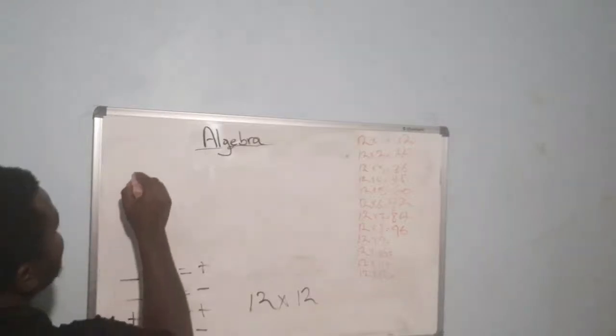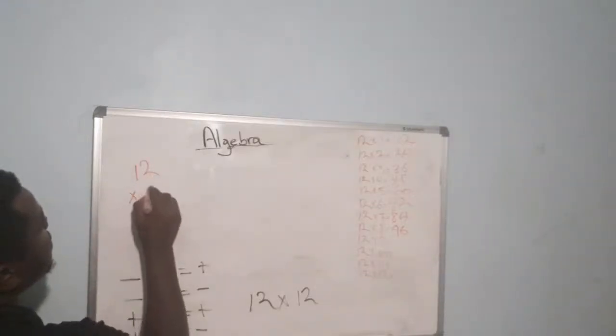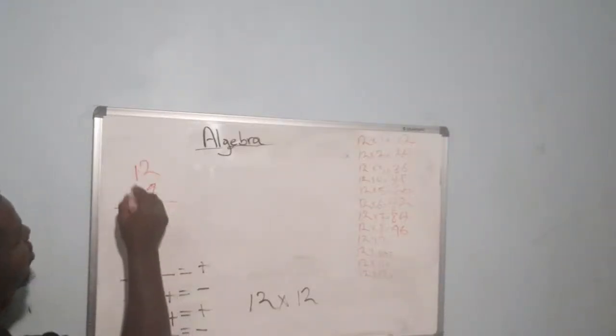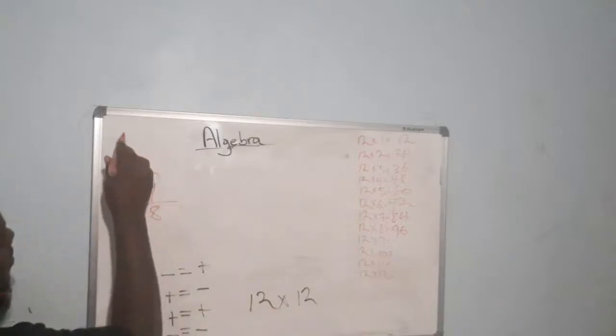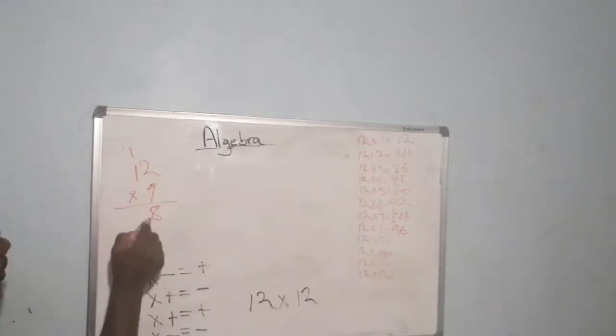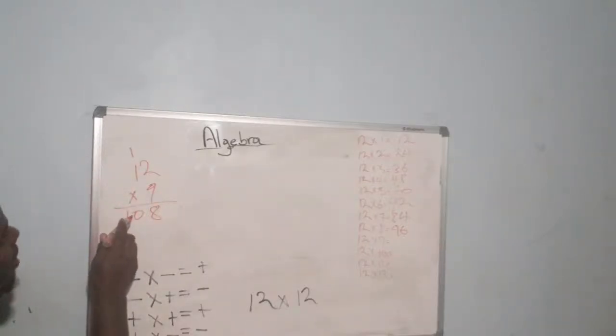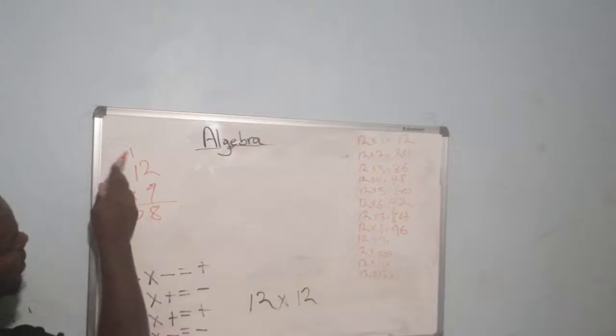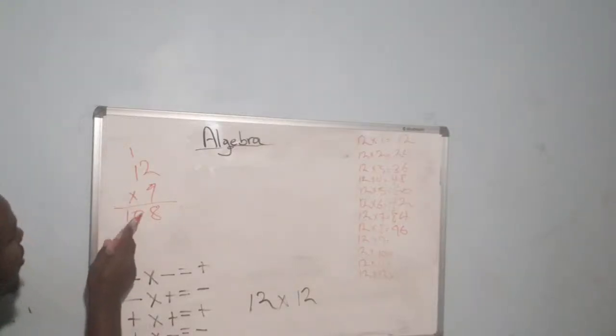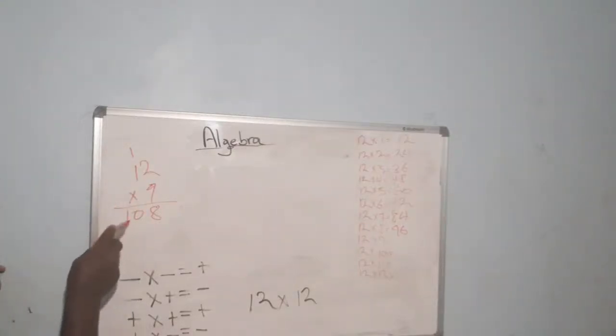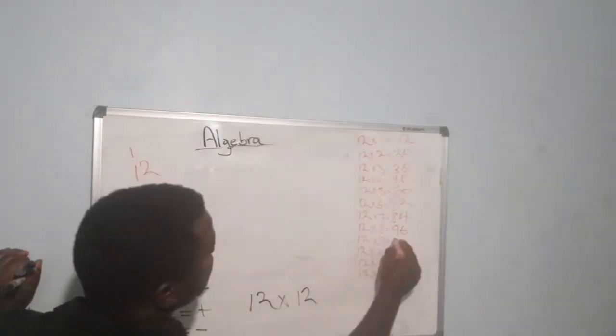And 12 times 9, that's 9 twos 18. You carry the 1 and bring down the 8. 9 times 1 is 9 plus 1 is 10. You don't have anywhere to carry this 10 to, so you have to put down the whole 10. So 12 times 9 is 108.